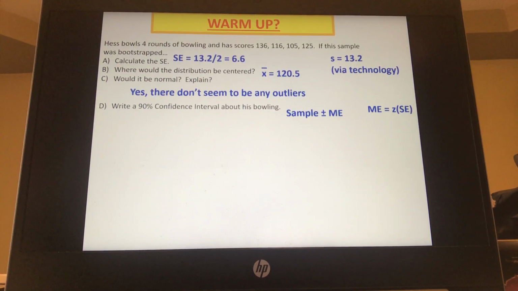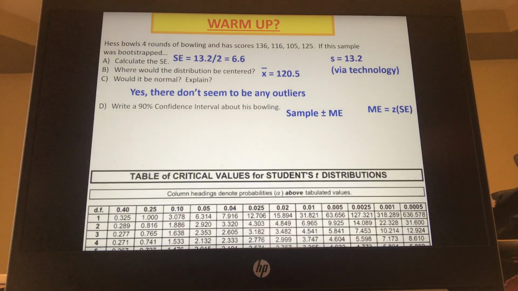We're not using Z anymore, though. For means, we can't use Z because the sample size is way too small. We've got to use T. And of course, if you remember, T comes from that new table that I gave you a PDF of. And I don't have to look very far down the table on here because I only have 3 degrees of freedom because my sample size was 4.